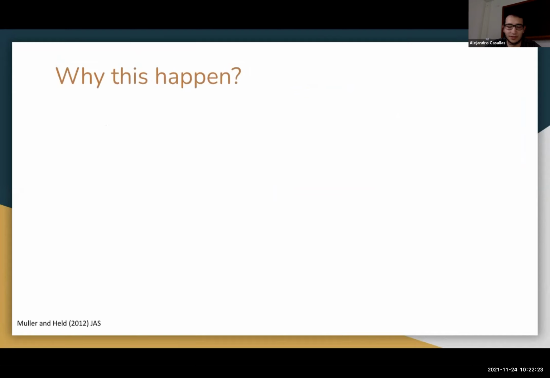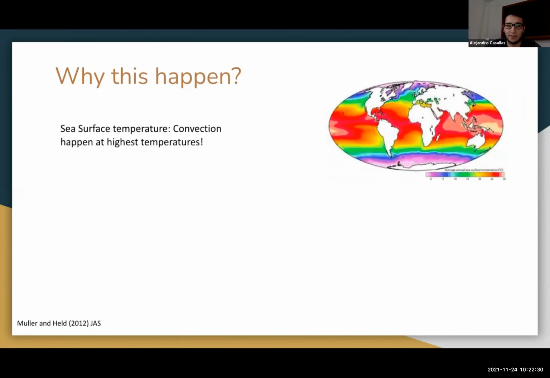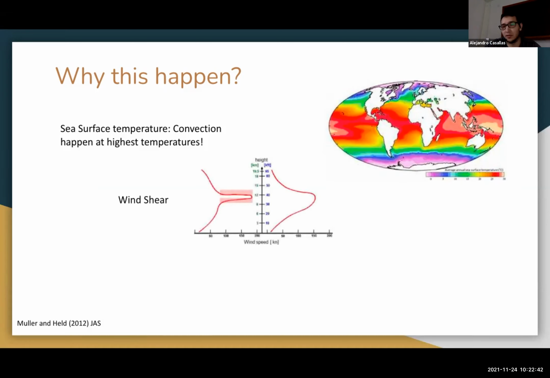But why does this happen? There are several reasons, and at the larger scale there are several dynamics. For example, one of them is the sea surface temperature. In the warmer places you get more convection because it's warm and moist, which favors convection. Wind shear is also important, for example, to organize convection in a squall line. Wind shear is simply the change in wind speed with height, as you can see here. When you go higher, wind speed is faster.